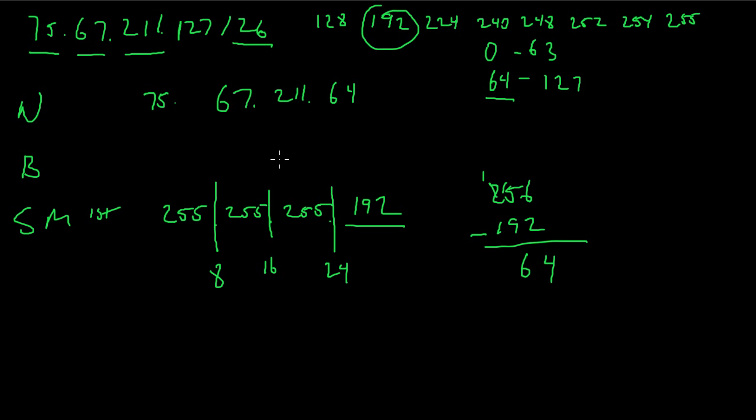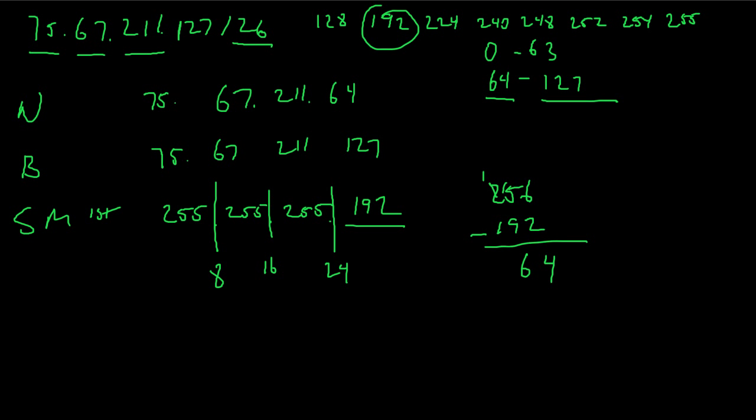To get our broadcast number, it's going to be the last number in the range, which happens to be the number that we're looking at here. So our broadcast IP address is 75.67.211.127. Coincidentally, it just happens to also be the IP address that we were given in this problem.